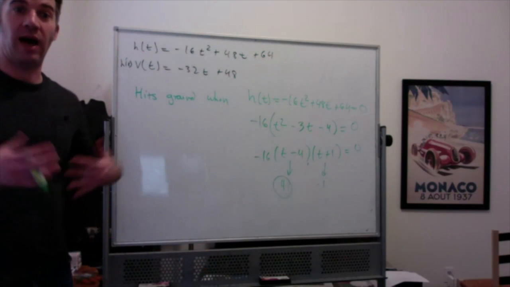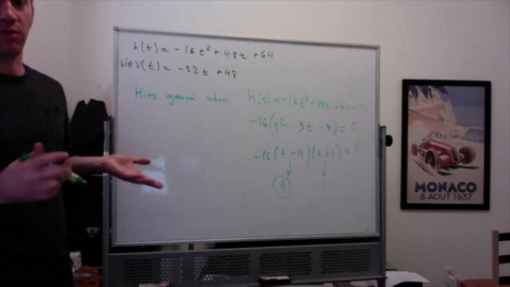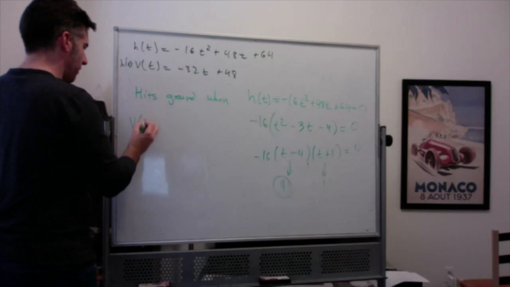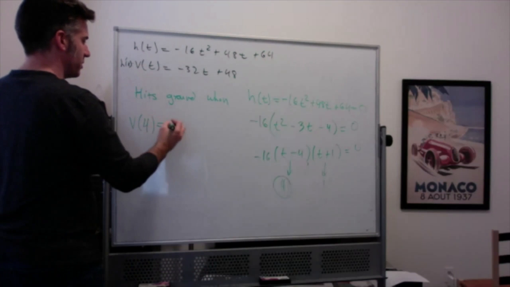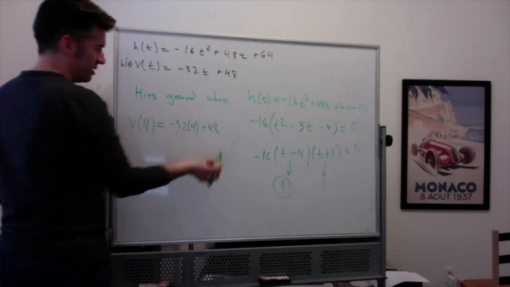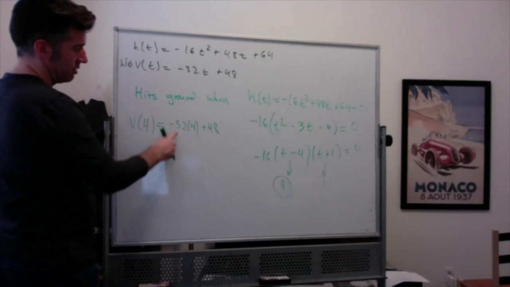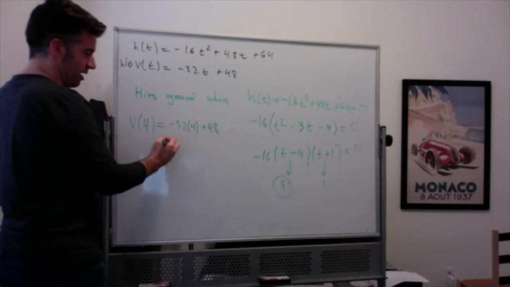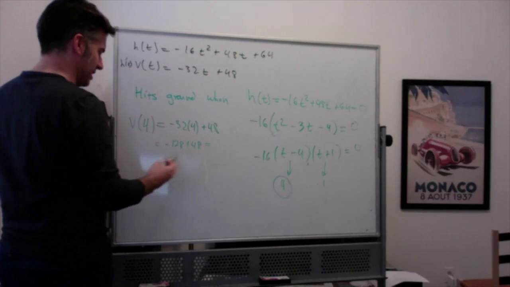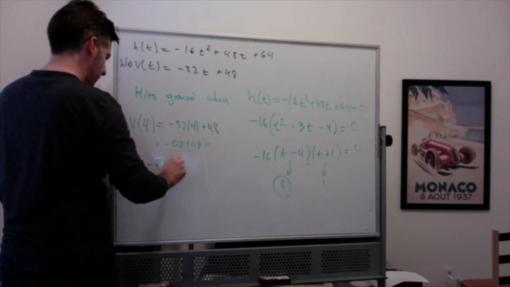And then we want to find out how fast it's going when it hits the ground. So we're going to plug in 4 into the velocity equation. So v of 4 is equal to negative 32 times 4 plus 48, which is going to be something. Negative 32 times 4 is negative 128, plus 48, which in this case is negative 80 feet per second.